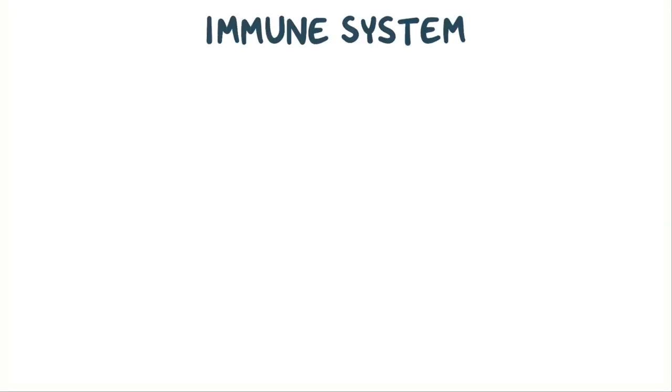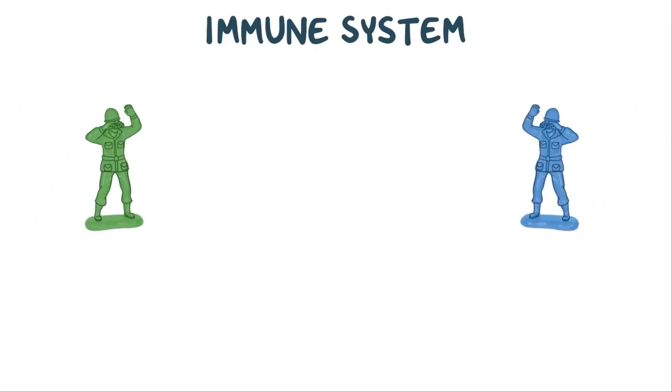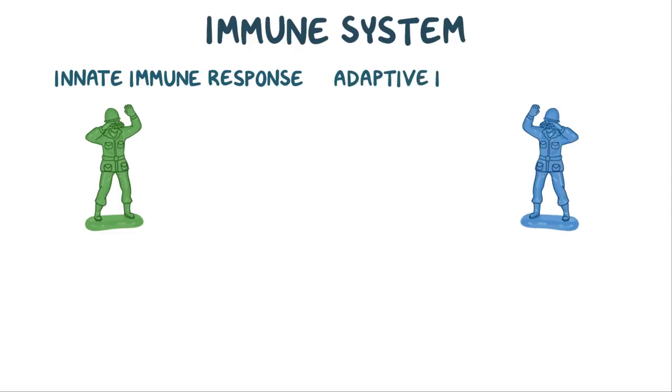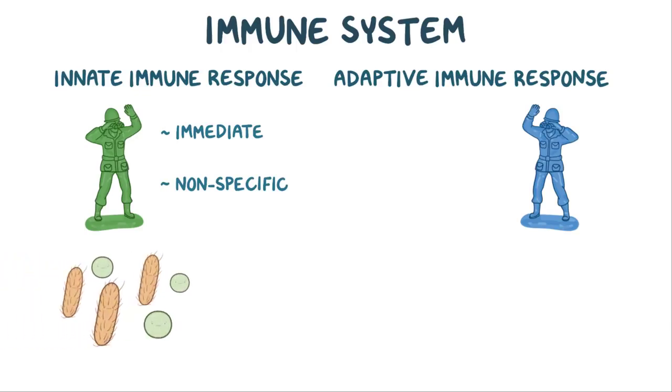Your immune system is like the military, with two main branches, the innate immune response and the adaptive immune response. The innate immune response is immediate and nonspecific, meaning that although it can distinguish an invader from a human cell, it doesn't distinguish one invader from another invader. In contrast, the adaptive immune response is highly specific for each invader.